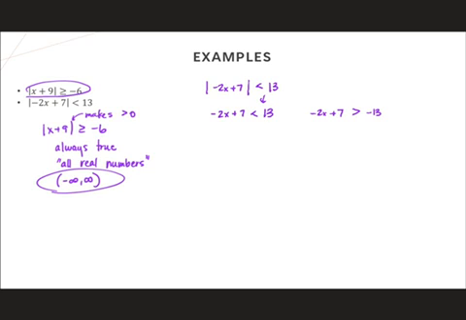Then I just solve these. Negative 2x is less than 6, divide by negative 2, so x is greater than negative 3. On the right side, negative 2x is greater than negative 20. Divide by negative 2, so x is less than positive 10.